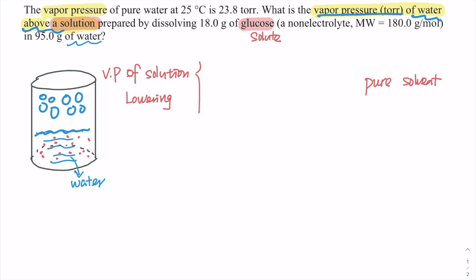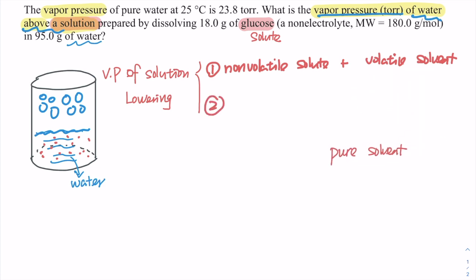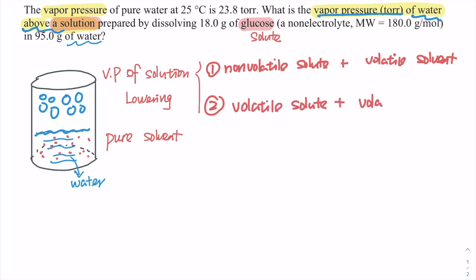Now, what are the situations? Situation one is a non-volatile solute plus a volatile solvent. Another situation is a volatile solute plus a volatile solvent. Which situation are we dealing with? We need to be able to differentiate that.